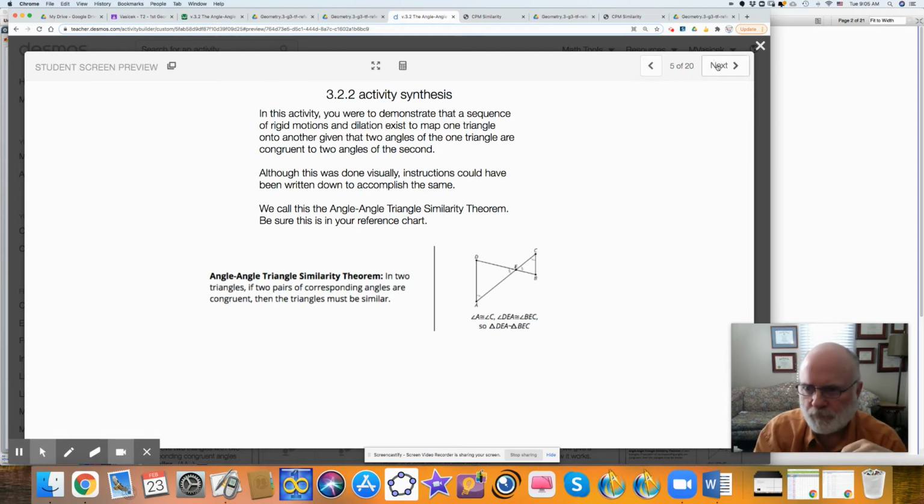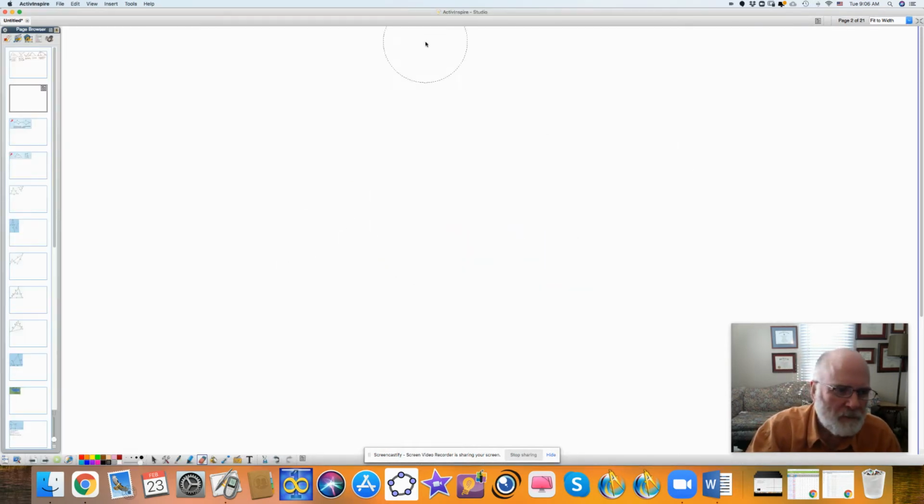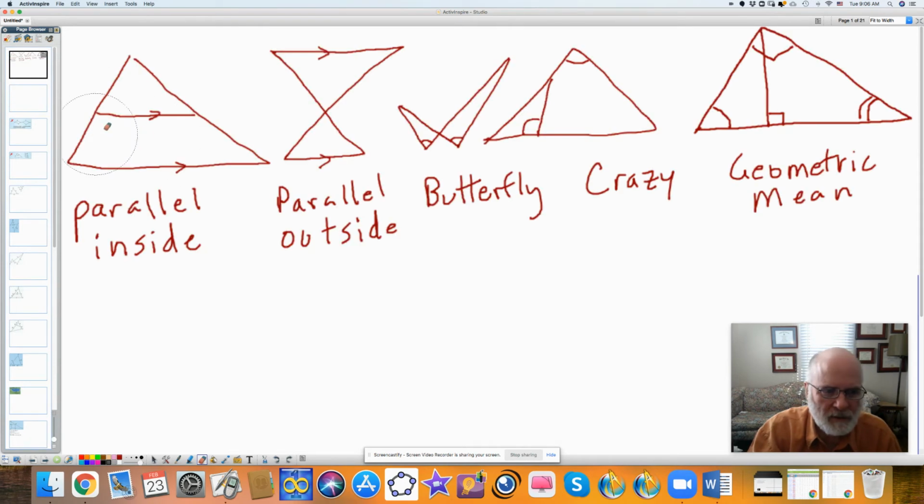Now, I've taught math for some time, and there are only 5 different configurations that I have ever come across. I've not come across any others. If you do, that'd be great, and you can let me know. But these are the ones, and I've given them names. I call them the parallel inside, parallel outside, the butterfly, crazy, and the geometric mean. Let me explain how these work, so that you can get an idea.